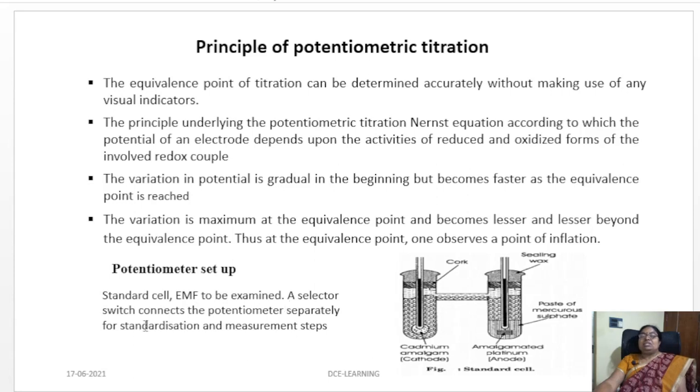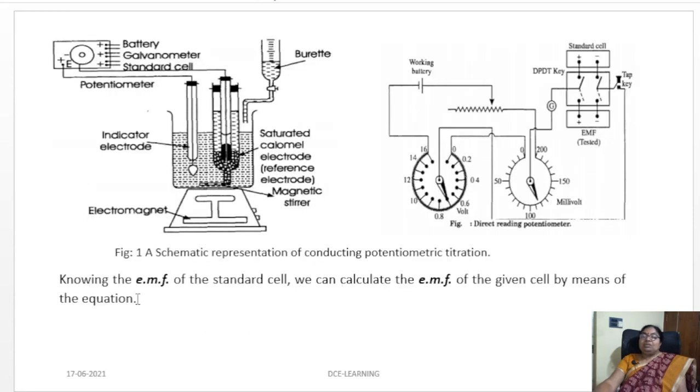A selector switch connects the potentiometer separately for the standardization and the measurement setup. Nowadays, the potentiometer is already standardized. We just switch it on and calibrate whether the potentiometer shows an EMF equal to 1.0183 volts. By knowing the standard EMF of the standard cell, we can calculate the EMF of the given cell by means of the Nernst relation.